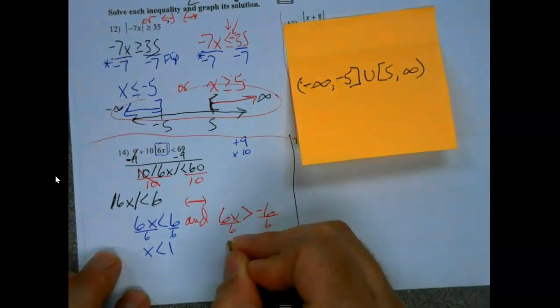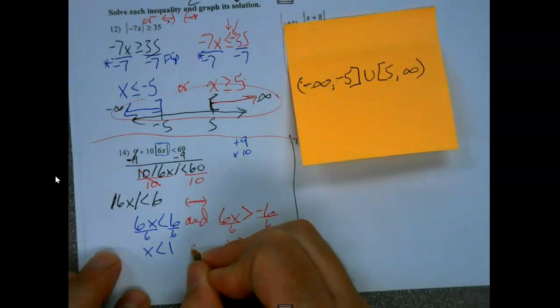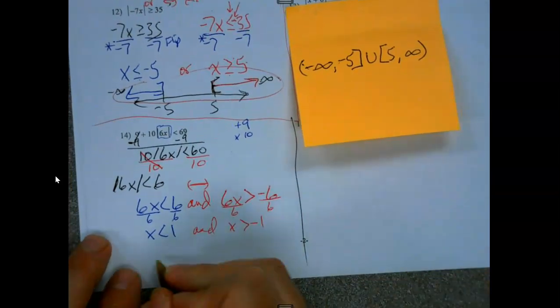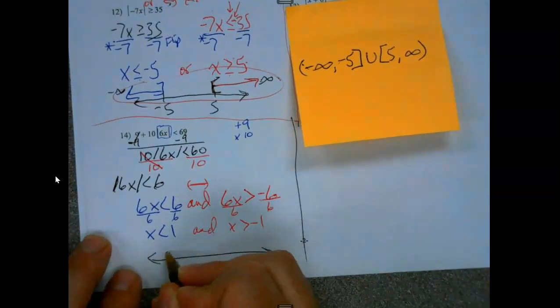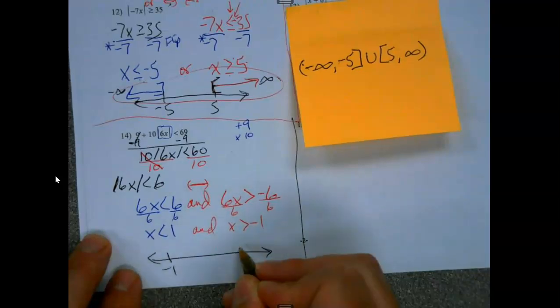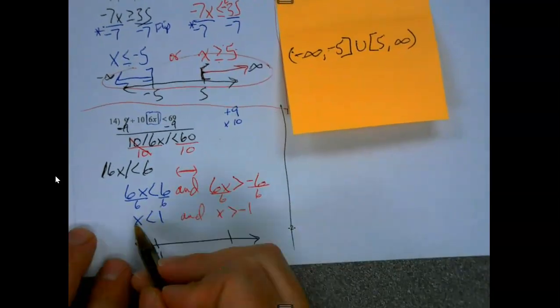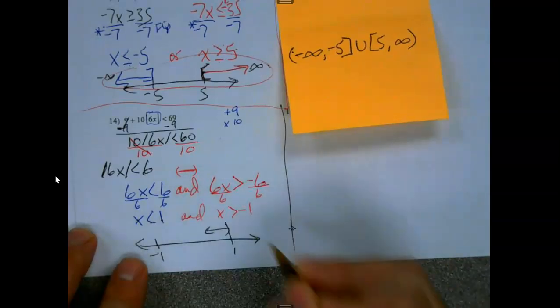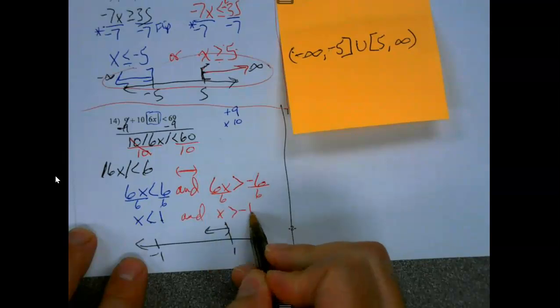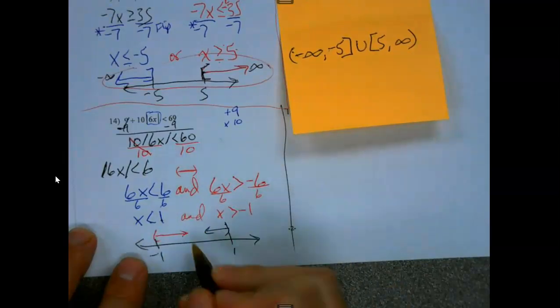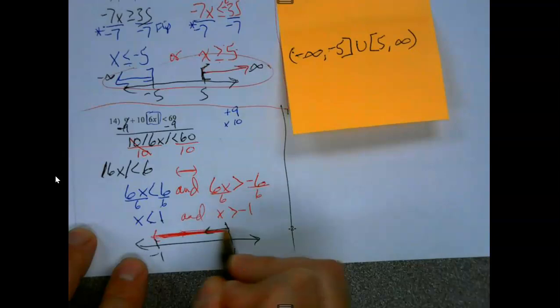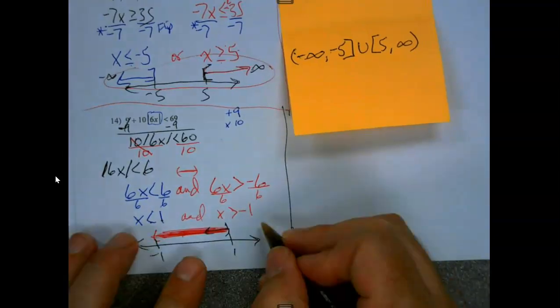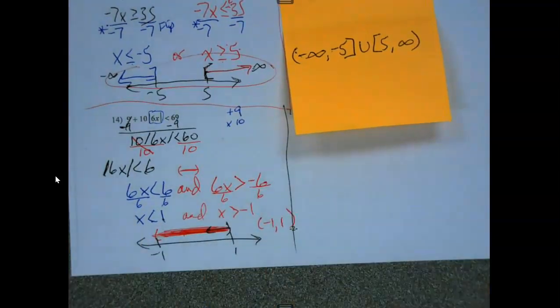We're not dividing both sides by a negative, so no flippage here. No flippage. X is less than 1. We're coming this way. X is greater than -1. We're coming this way. We crash in the middle. And if you were asked for interval notation, that is going to be -1 to 1.